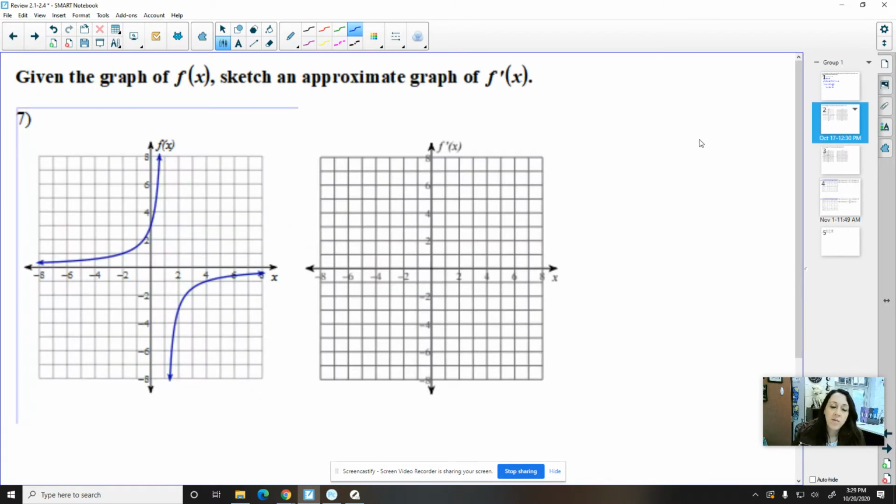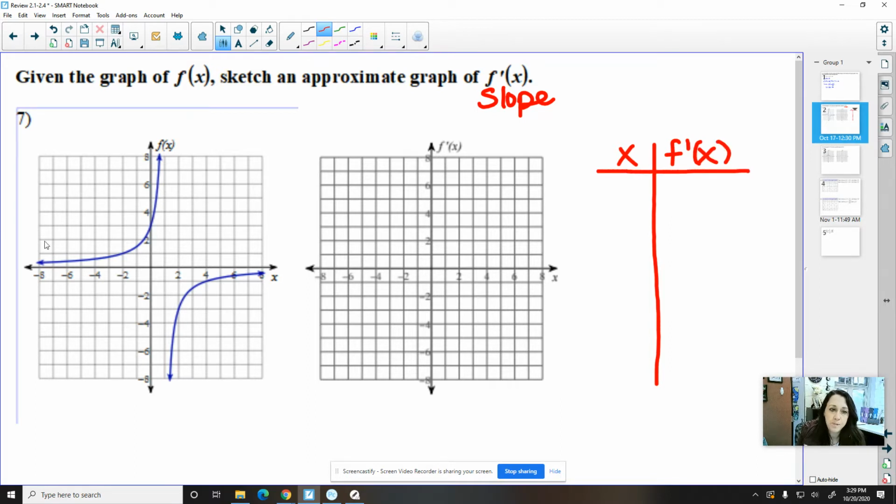All right, given the graph of f of x, sketch the graph for f prime of x. That means that this graph you're drawing is going to represent the slope of the graph on the left side. The way we did this in class is we identified some points and we made a table, except instead of an XY table, it would be an X slope table. So I think I'm going to do it the same way.